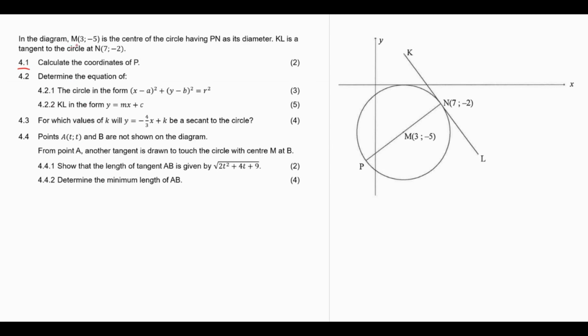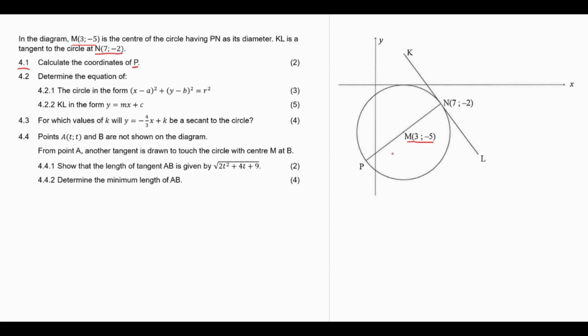In the diagram, M is the center of the circle, having PN as the diameter. This is M, the center of the circle. Then KL is a tangent to the circle at N. Calculate the coordinates of P.